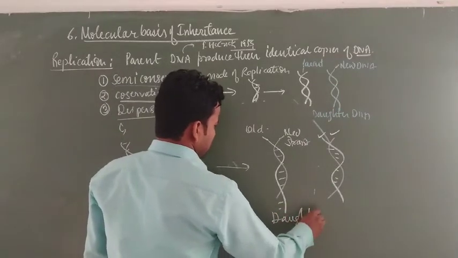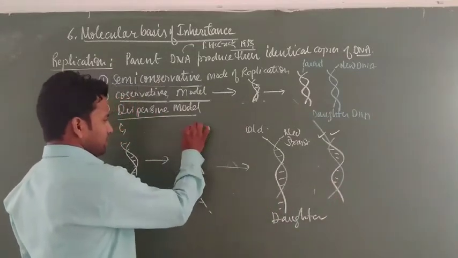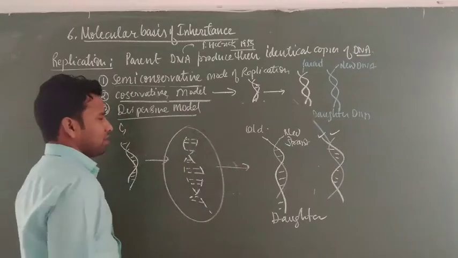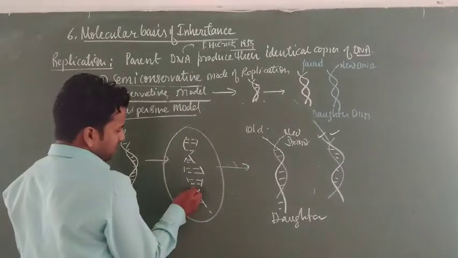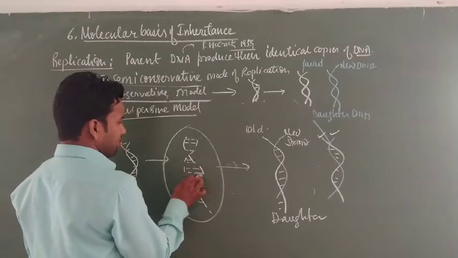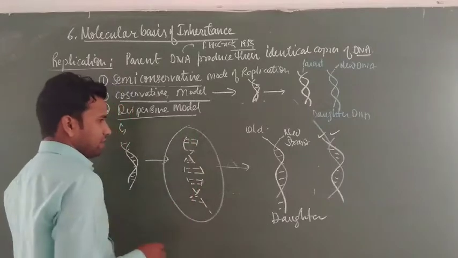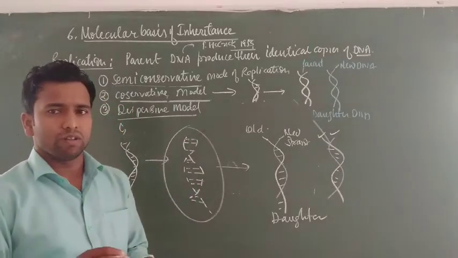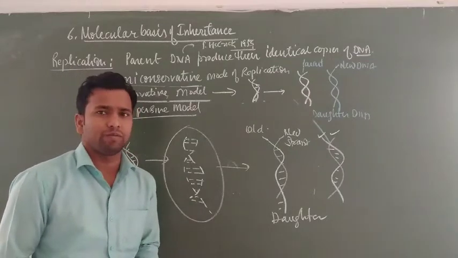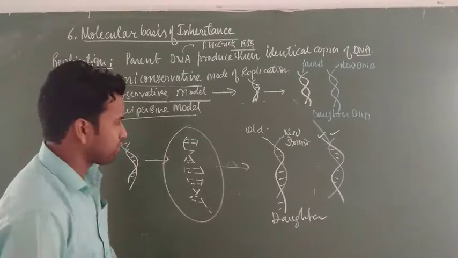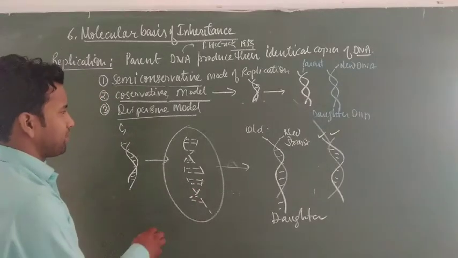But here, in between the formation of daughter from parent, one step comes. This is the dispersive mechanism. Here the fragments of DNA are formed, and due to the formation of these fragments, there is a chance of random reunions. That's why the chances of mutation will be more. So this mode of replication is not proved and not accepted.